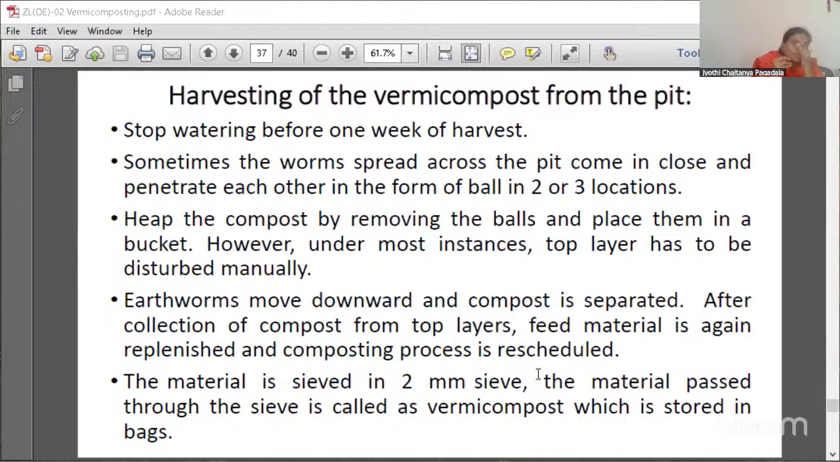And harvesting of the vermicompost from the pit. Before harvesting, we have to stop watering 1 week before harvest. Sometimes the worms spread across the pit, come close, and penetrate each other in the form of a ball in 2 or 3 locations. Keep the compost by removing the balls and placing them in a bucket, and however, in most cases the top layer has to be disturbed manually. Earthworms move downward and the compost is separated. After collection of compost from the top layers, feed material is again replenished and the composting process is rescheduled. The material is sieved in a 2 mm sieve, and the material passed through the sieve is called vermicompost, which is stored in bags.